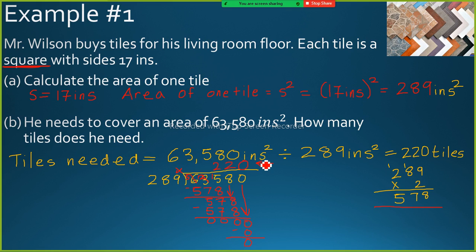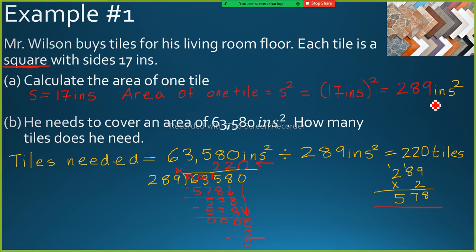Okay, so that's how we deal with that question. All right, so you divide 63,580 by 289. With the next one I give you, use your calculator. Go ahead. How do you get 289? Remember, we got 289 from this. Remember, that's how much for one tile.